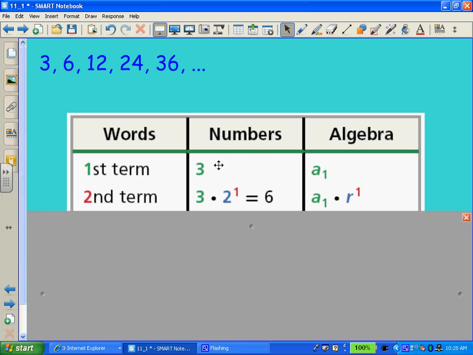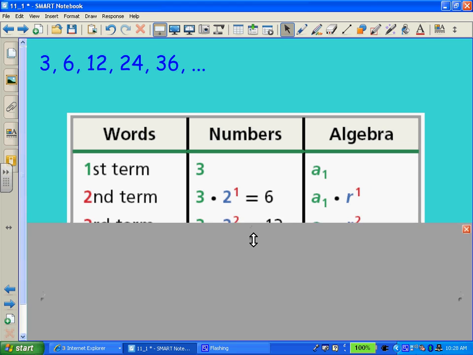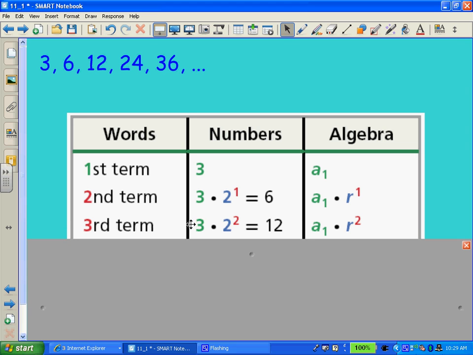So then, to get to the second term, I have to multiply by my common difference, or common ratio, which is 2. So 3 times 2 is 6. So 2 is just 2 to the first power, so that would be my first term times my common ratio to the first power. Now to get to the third term, I'm going to have to multiply by 4, right?